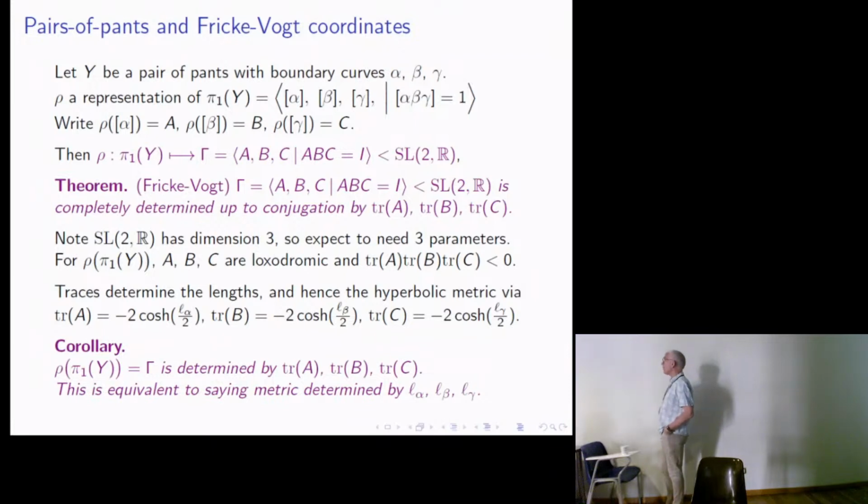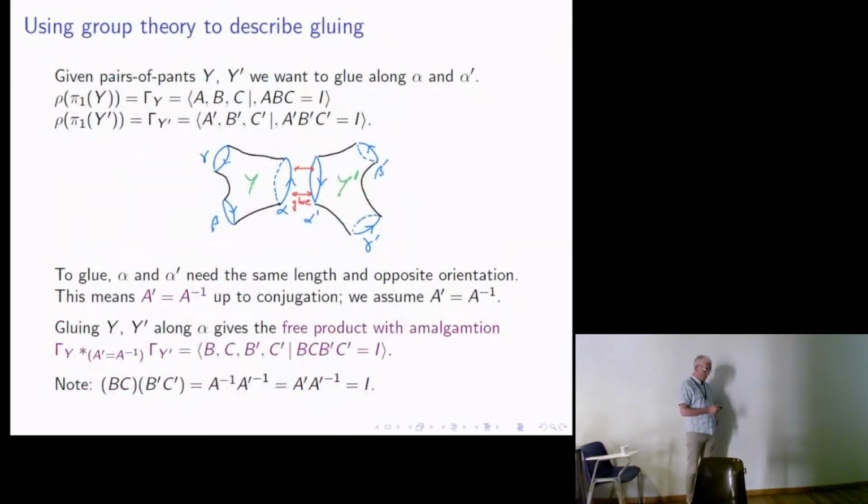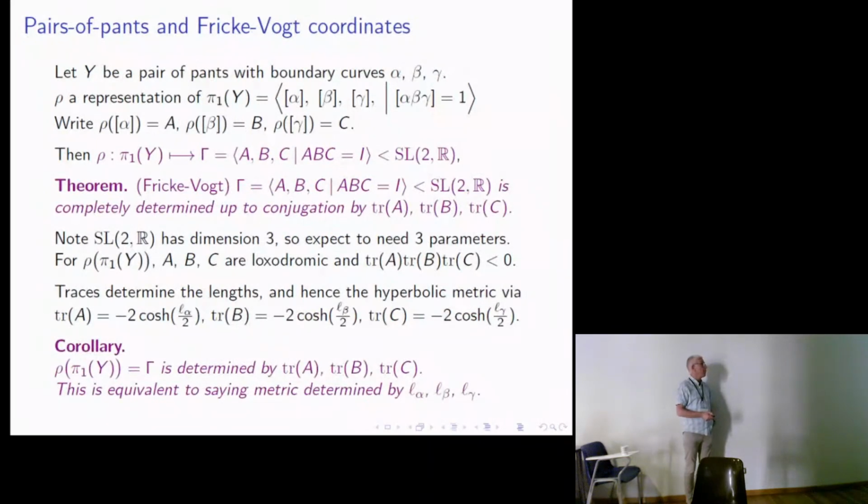And way back in the late 19th century, Fricke and Vogt told us how we could parameterize all representations to SL2C, in fact, certainly to SL2R using traces. And so that representation is determined exactly by the trace of A, the trace of B, and the trace of C. So that's beautifully symmetric in my three boundary components. Okay, so that's just the comment I just made about the dimension.